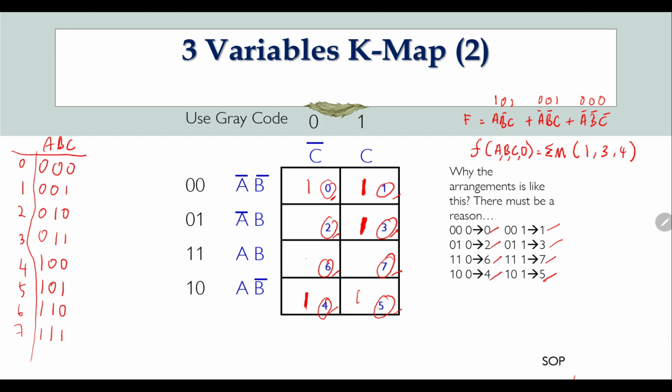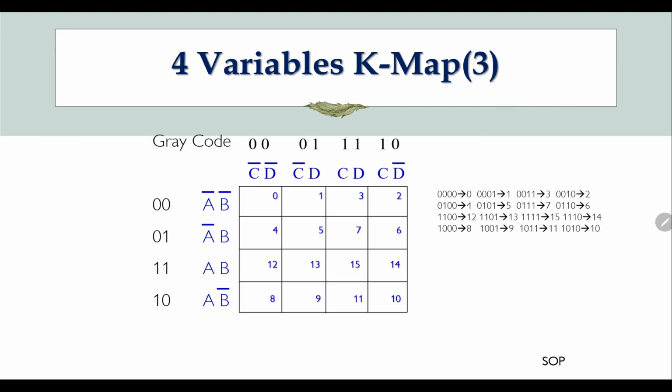Most of the students miss this one, where they locate it in the wrong way. So remember, it starts 0 0, 0 1, 1 1, 1 0. Okay, this is an example for a 4 variable K-map. 4 variables means, remember, you've got A, B, C, and D. So the arrangement in the K-map starts like that: 0, 1, 2, 3, 4, 5, 6, 7, 8, 9, 10, 11, 12, 13, 14, 15.